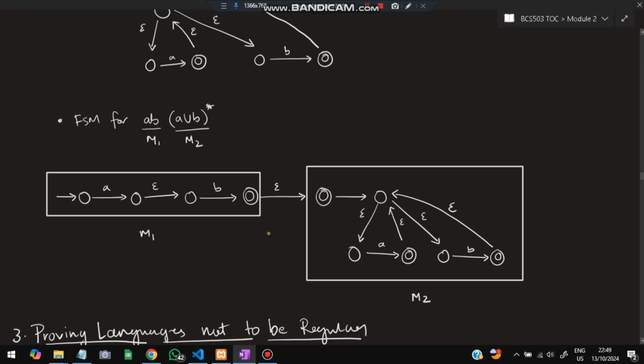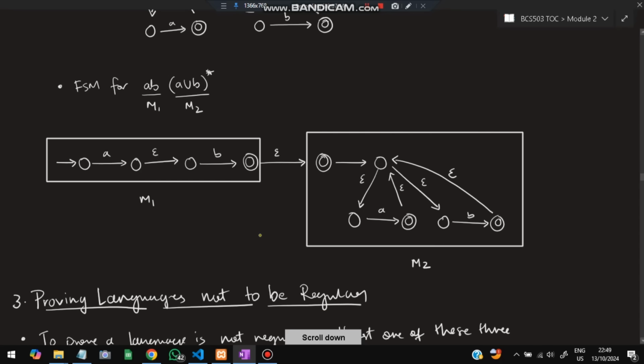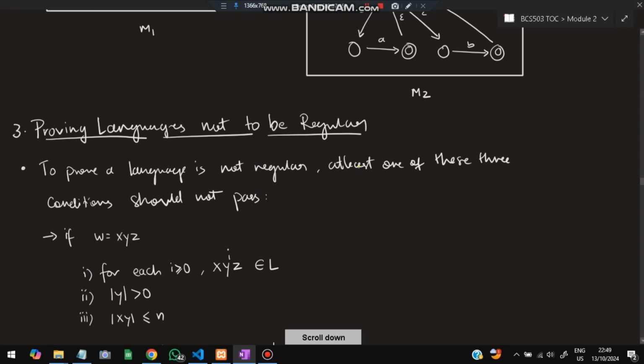So this is about how to convert regular expressions to finite state machines. Very important question. Let's move on to the third topic, proving languages not to be regular. This is also very, very important from the exam point of view.